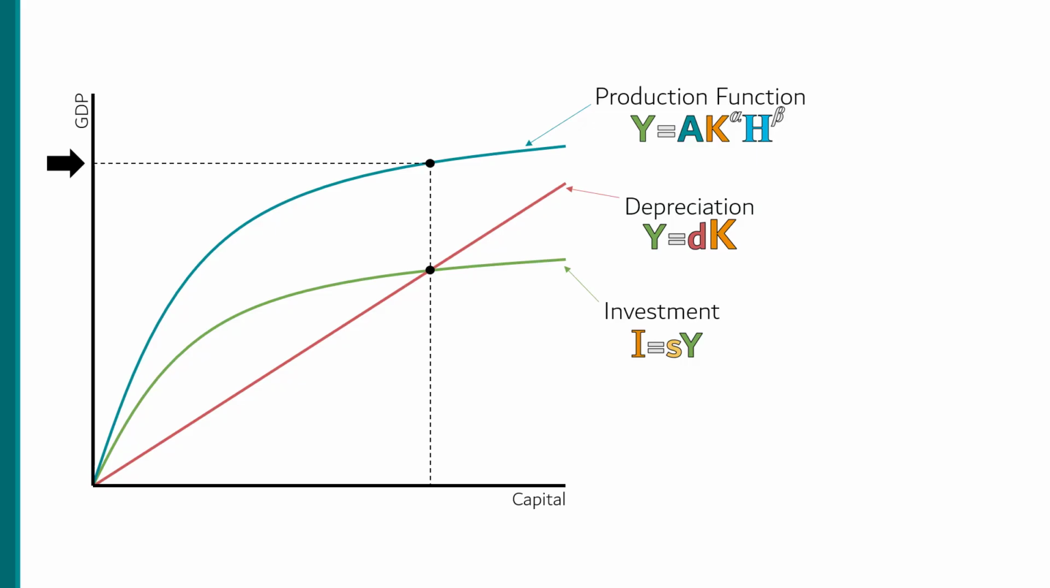We can now build a model of the economy using the tools we have gained. This is our Solow model, which shows three functions plotted on a graph. The production function represents the economic process of taking inputs like capital and labor and turning them into output, which we measure with real GDP.